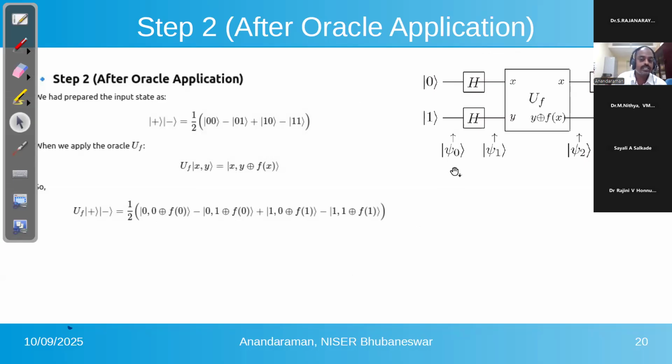In the first step, it is ket 0 tensor ket 1. In the second step, this is the equation after applying the Hadamard gate. And in the third step, psi 2, it becomes like this. We are substituting x comma y. Now y becomes y XOR f of x. So y is 0, 0 XOR f of 0 because x is 0. Then x is 0 and y is 1, so 1 XOR f of 0. Like this, we are substituting. Understood? So, next step.